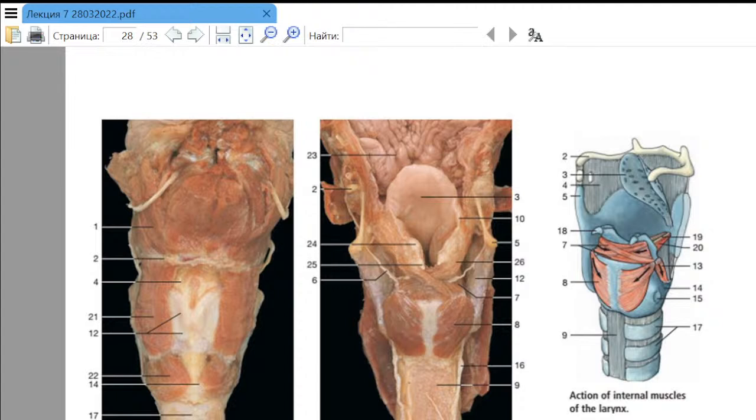Anterior aspect, you see musculus cricothyroideus. This is cartilago cricoidea. This is cartilago thyroidea. Cricothyroid muscles are stretching muscles, and other muscles. This is a group of muscles of the larynx. What if you see the epiglottis?